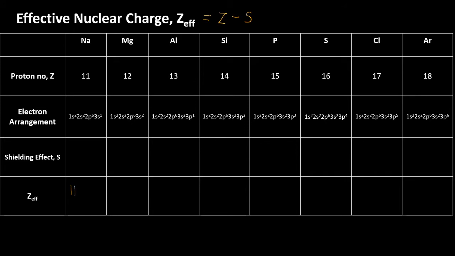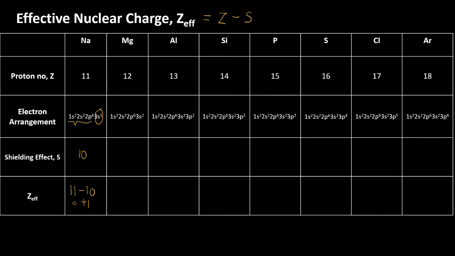And the outermost shell's electron for sodium is in 3s1. Hence, for sodium atom, there are 10 inner shell's electrons in 1s2, 2s2, 2p6. Therefore, the shielding effect for sodium is 10. To calculate Zeff, the nuclear charge 11 minus the shielding effect 10 gives us positive 1. So the Zeff for sodium atom is therefore positive 1.